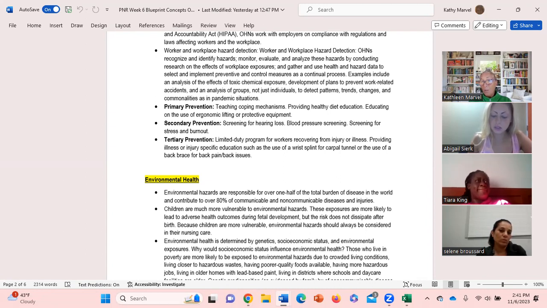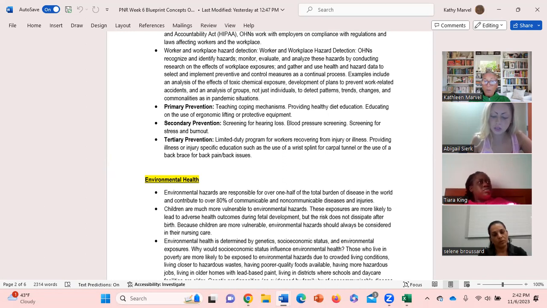I mean, there's a lot of abuse and mental health issues out there. People bring that to work, right? So all that is part of our secondary prevention.